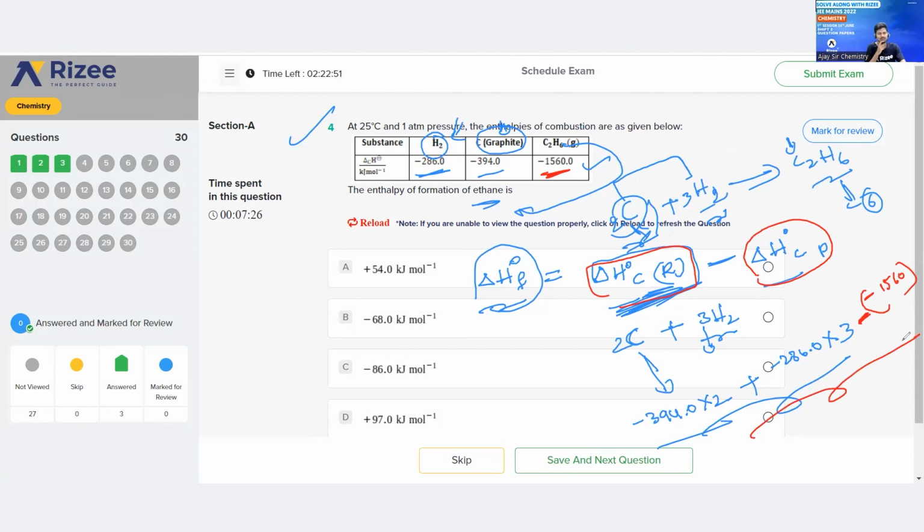So do this calculation. How much answer will you get? Tell me. Very good, Vijay Shankar. Very good.